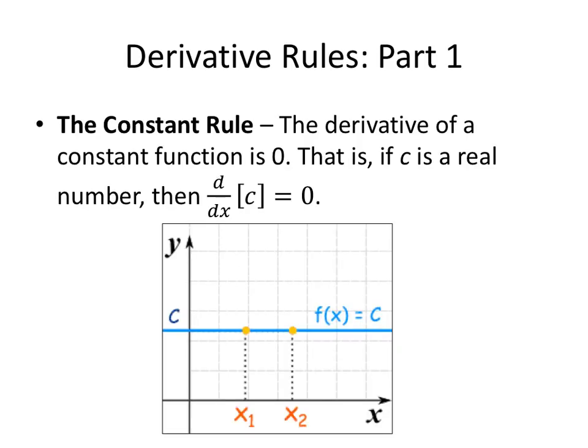First of all, the derivative rules, part 1. The derivative of a constant function is 0. That is, if c is a real number, then the derivative with respect to x of a constant is 0.